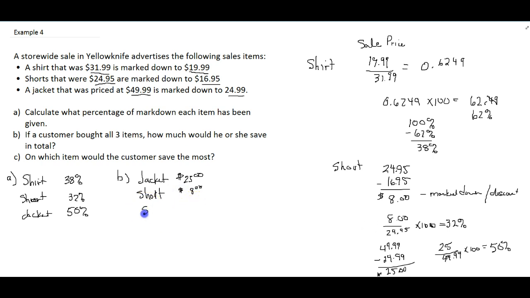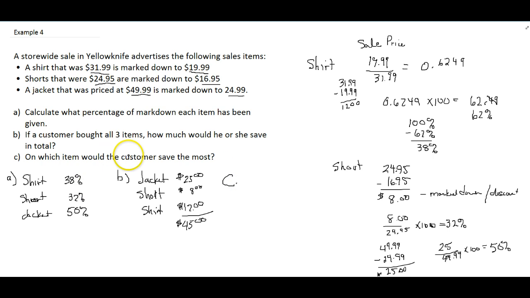The way we calculated our shirt discount or markdown, we did not determine the actual savings, and so we would need to go and subtract this out to calculate our actual savings. Now there's other ways to do that, of course. And so in this case, we're saving $12. So we subtracted that out. And if we add all of this up, we get 25 plus 8 plus 12 gives us $45. So they'll save $45 in total.